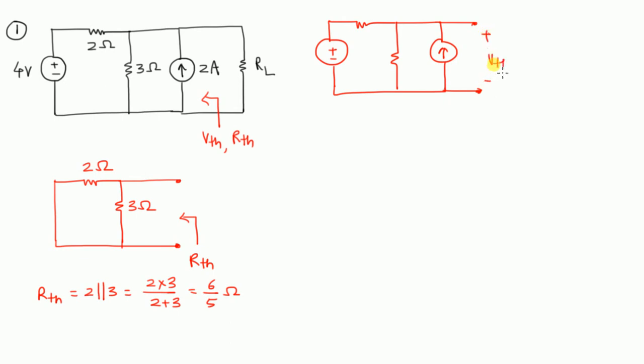This voltage is VTH, that is Thevenin voltage. So voltage at this node is VTH. Suppose this node is the reference node. So we can apply KCL here. KCL at VTH.